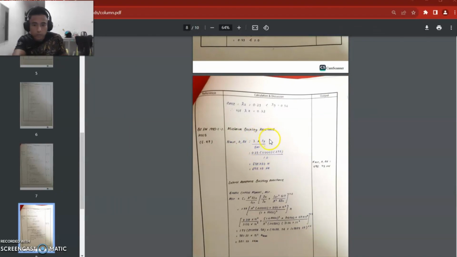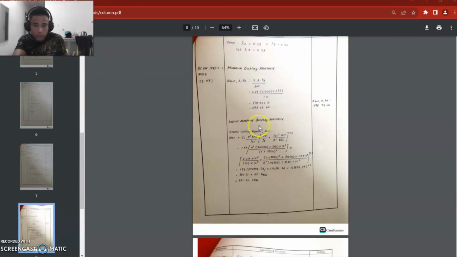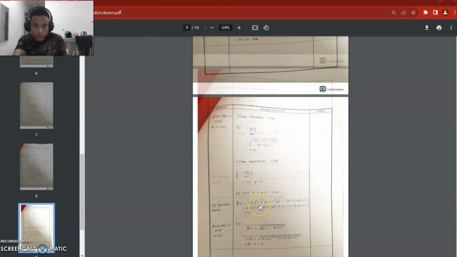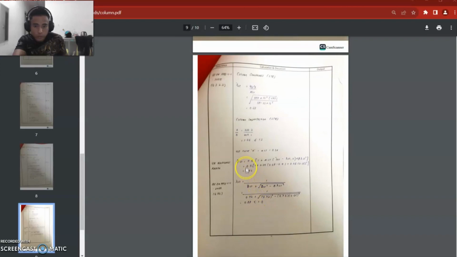Untuk minimum buckling resistance and min BRD saya dapat 695.75 kN. Untuk lateral resistance, buckling resistance, elastic critical moment MCR saya dapat 581.22 kN/meter. Untuk kolom slenderness LTB, lambda LT saya dapat 0.68, kolom imperfection saya dapat 1.06, rendah dari 1.2. Yang ini saya dapat perimeter LT saya dapat 0.72, lambda LT saya dapat 0.88, dia rendah dari 1.0.